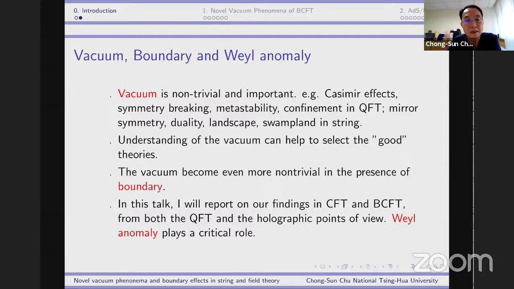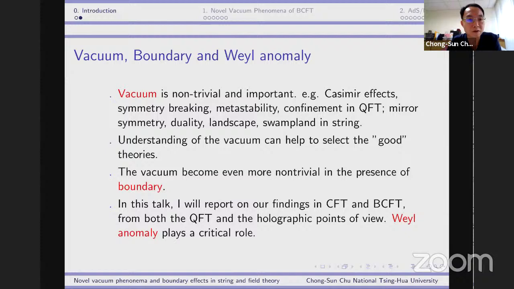Vacuum, strictly speaking, is not really nothing. Vacuum is just a ground state of the theory, and it can have nontrivial dependence on various parameters of the theory. For example, the vacuum can be penetrated by some background field, or it can be confined by a physical boundary. So the presence of a boundary can make the vacuum even more interesting.